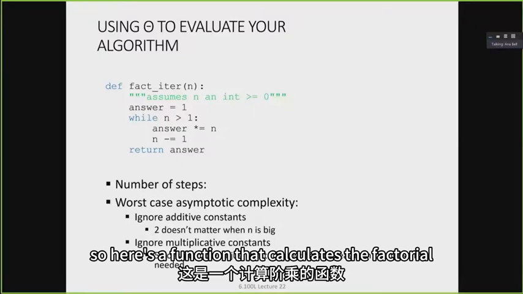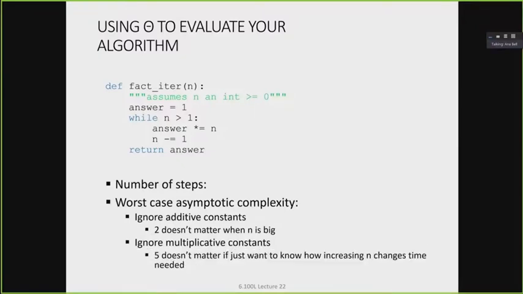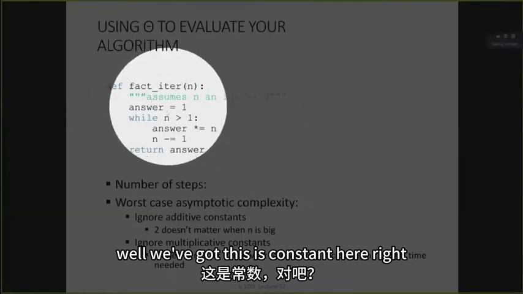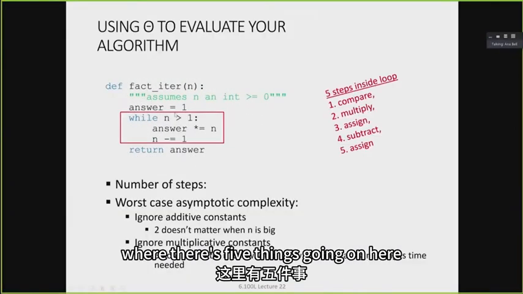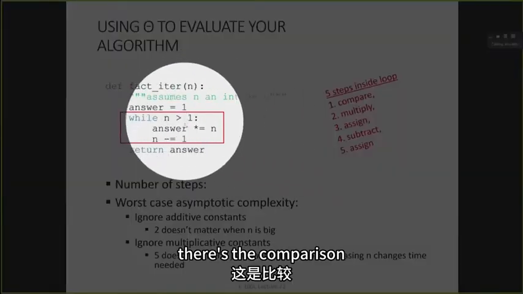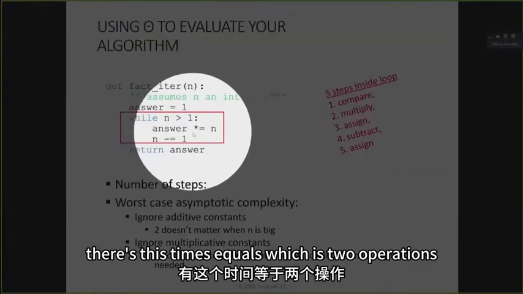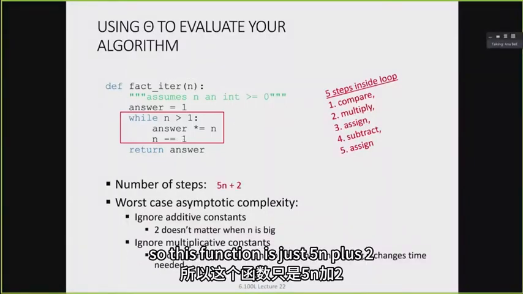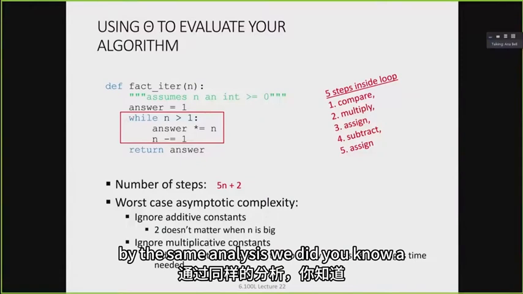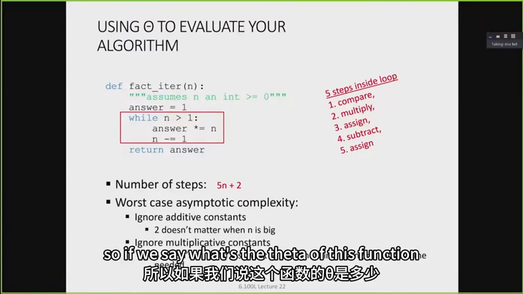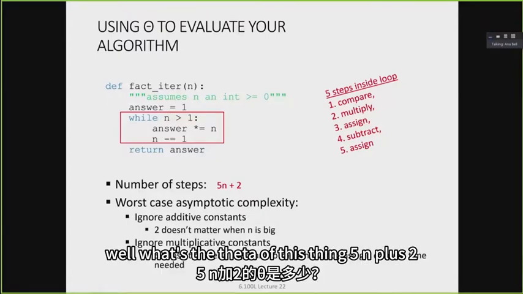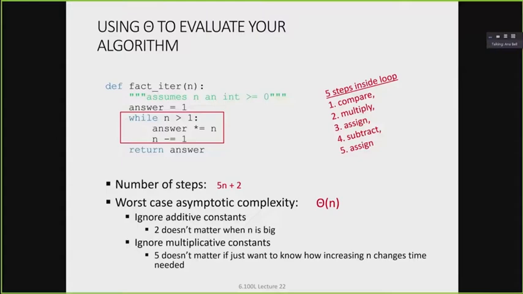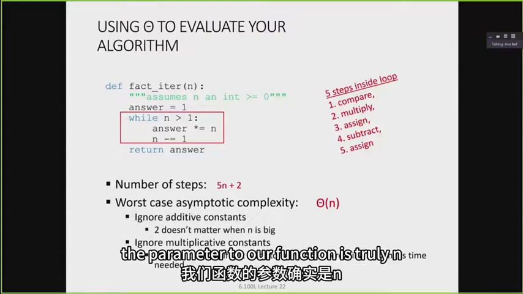So here's a function that calculates the factorial. What do we have here? Well, this is constant here, right? We've got just one while loop where there's 5 things going on. There's the comparison. There's this times equals, which is 2 operations. This minus equals, it's 2 operations. So this function is just 5n plus 2 by the same analysis we did a few slides ago, right? So what's the theta of this thing, 5n plus 2? Super easy, right? It's just theta of n. And in this case, the parameter to our function is truly n.